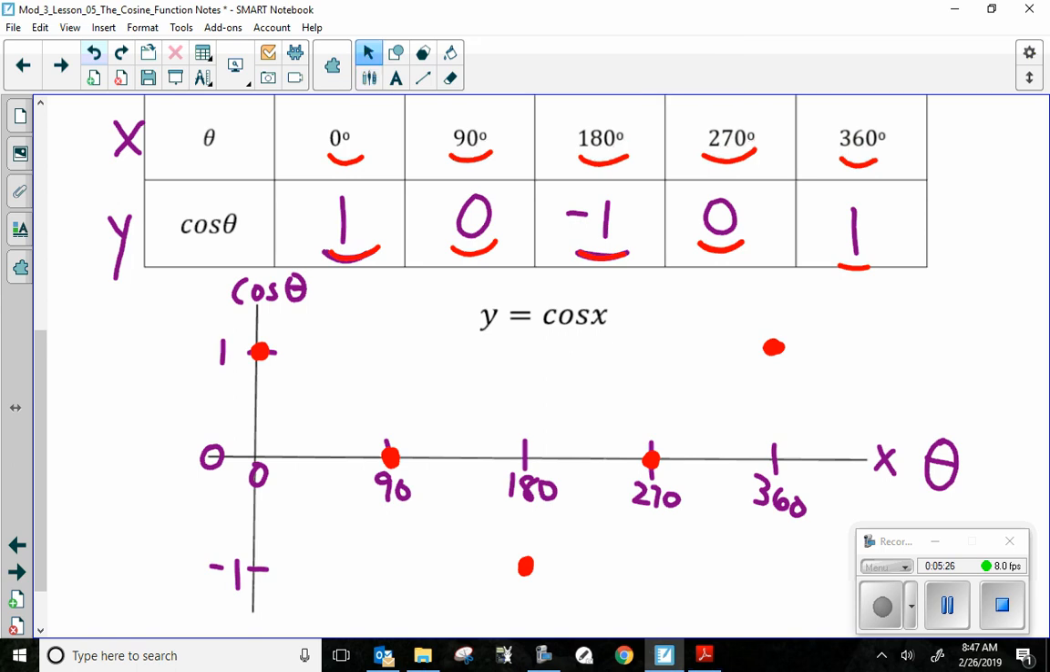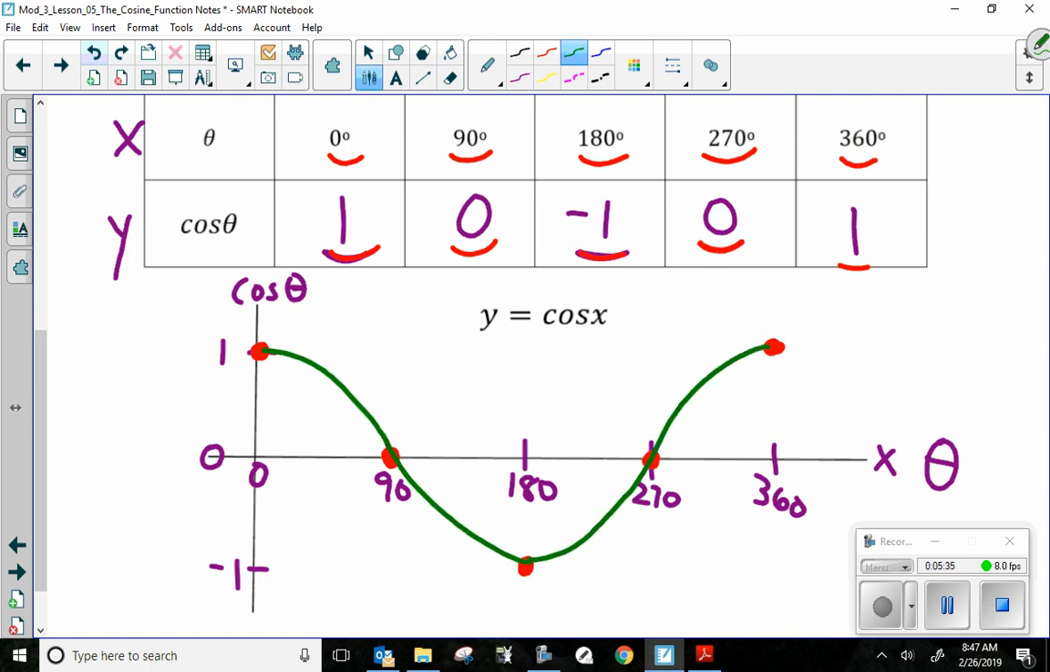So when I do this, I'm going to want to kind of curve, boom, then change, down, kind of curve back up, then change, okay? There it is. That's cosine.